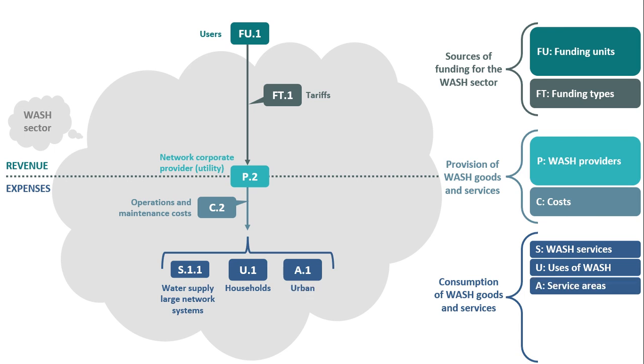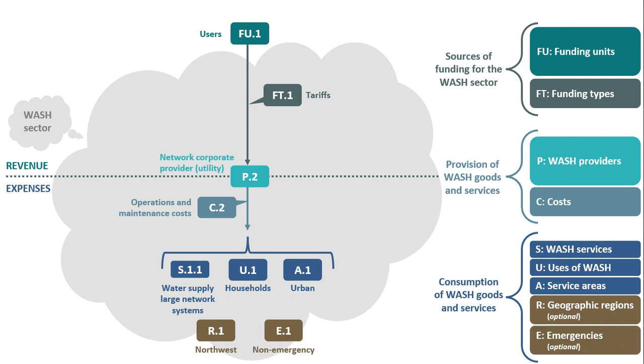The service is provided to an urban area, which is A1. And then for optional classification for the region, in this case, imagine that this service is being provided for urban households in the Northwest region, R1. And of course, we also have the emergency classifications, which in this example country is not being used.